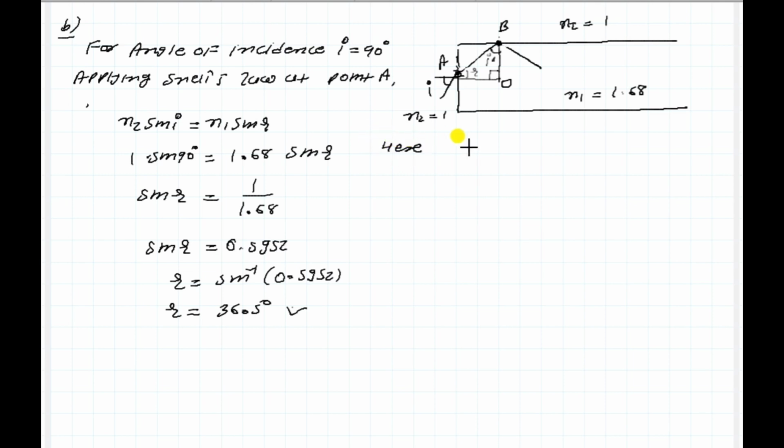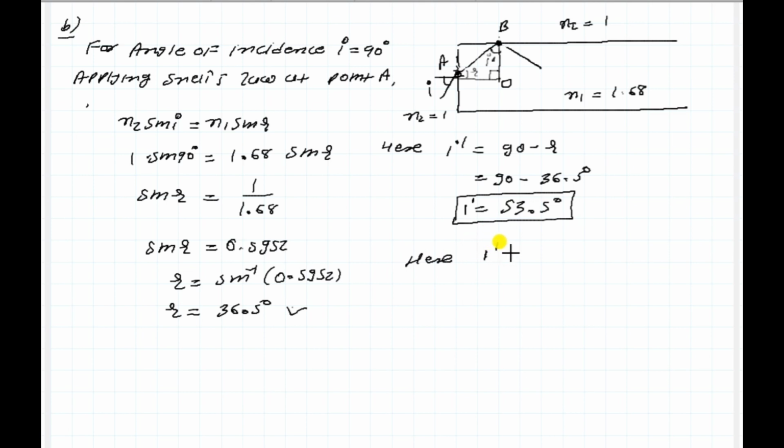So here I dash is equal to 90 minus r, so it is 90 minus 36.5. On solving you will get 53.5 degree. It is the angle of incidence over here. This one is nothing but the angle of incidence, which is I dash, and it is greater than r.